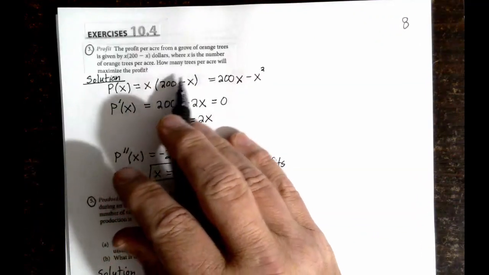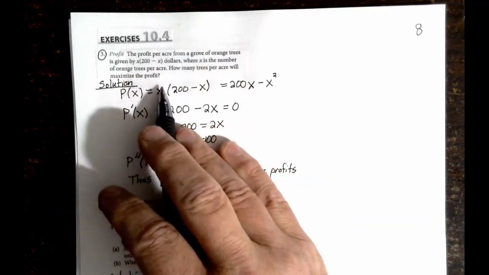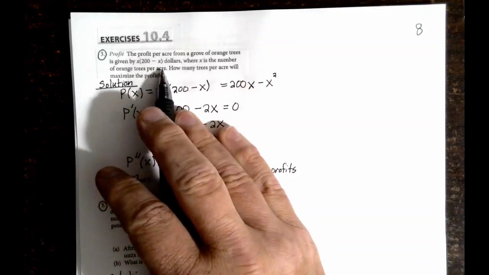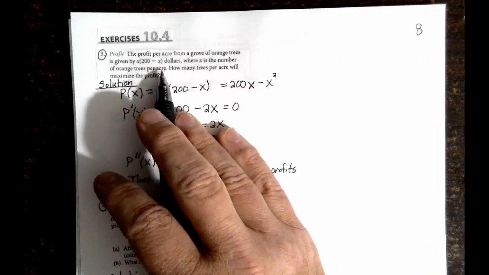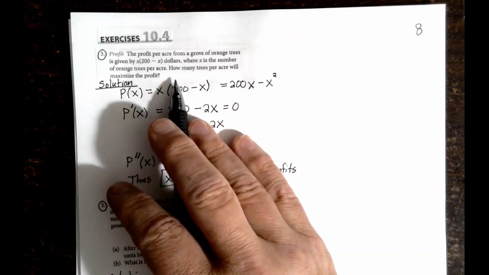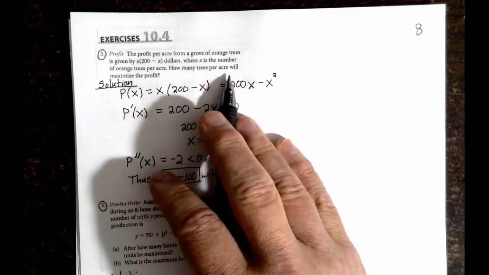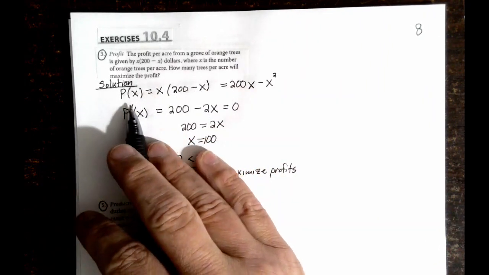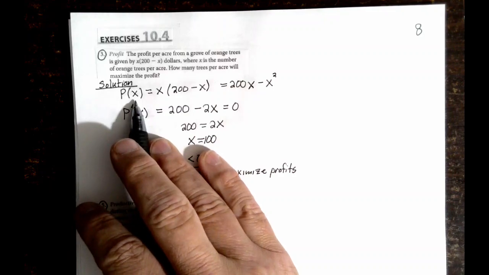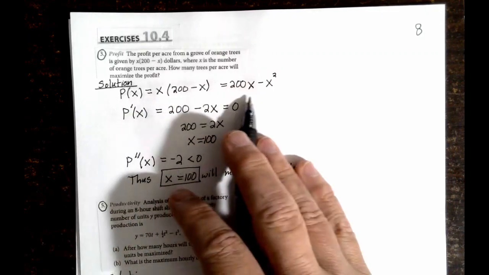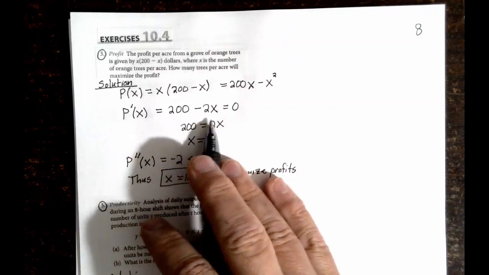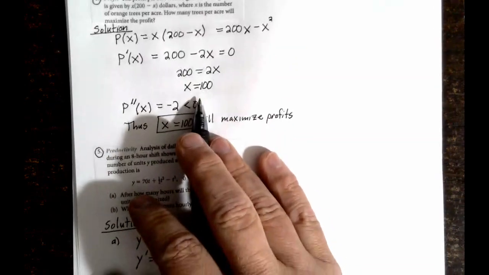Alright, the profit per acre of a grove of orange trees is given by this expression, where X is the number of orange trees per acre. How many trees per acre will maximize the profit? So your profit in terms of X, so P of X equals this, which is this guy here. Take the derivative, set it equal to 0, and solve, and you get 100.